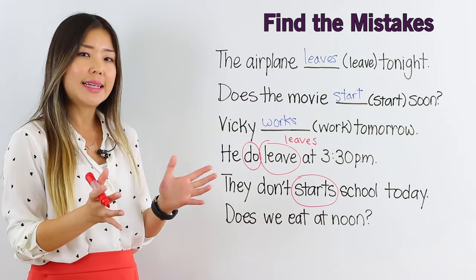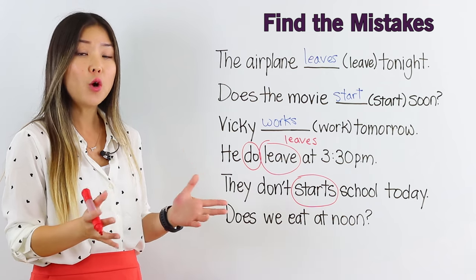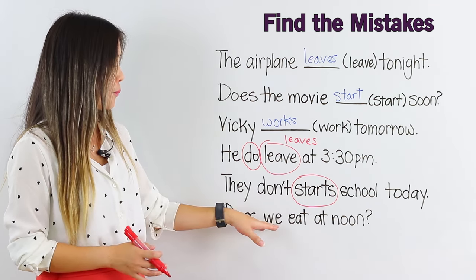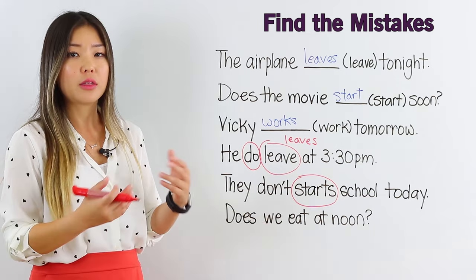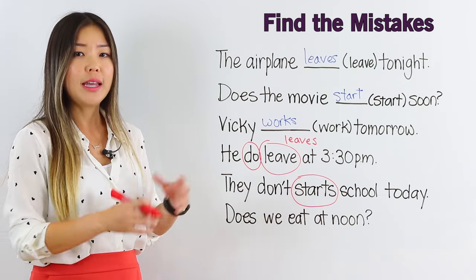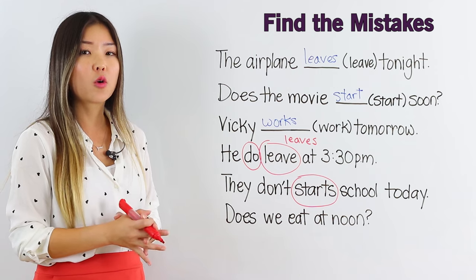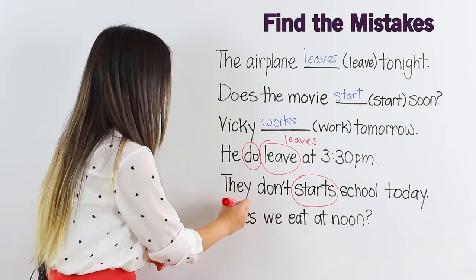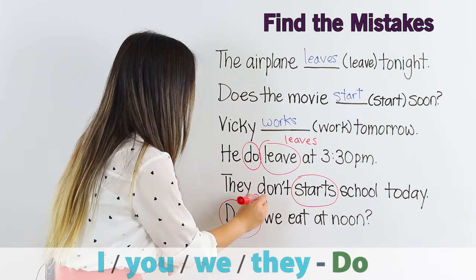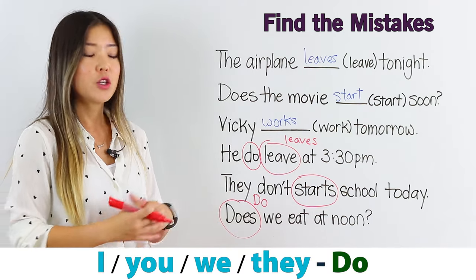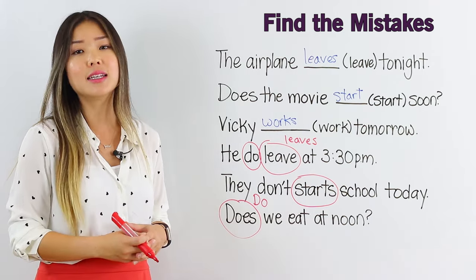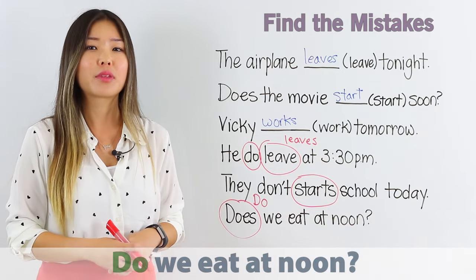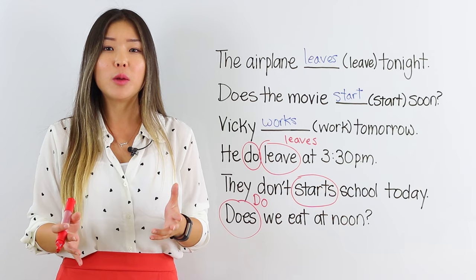Take a look. What is the subject or subject pronoun in this sentence? The correct answer is we. Think about the question form. Do we say do or does in the question form for the subject pronoun we? The correct answer is do. We say do. So the correct way to say this sentence or question is, do we eat at noon? Great job, guys. You're done with the practice.